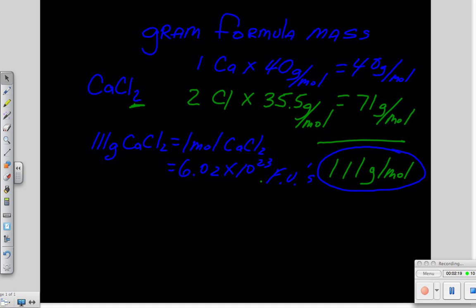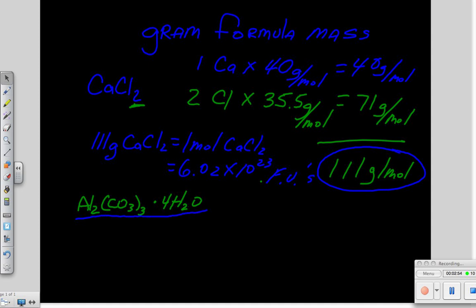Now here's another one that I'll do. This one's more complicated. Here I'm going to do this compound, Al2(CO3)3 dot 4H2O. This is called a hydrate, and I explained a hydrate in class, so you can figure it out from your notes. But I want to break this apart.